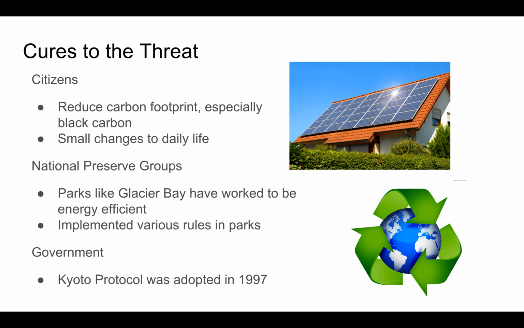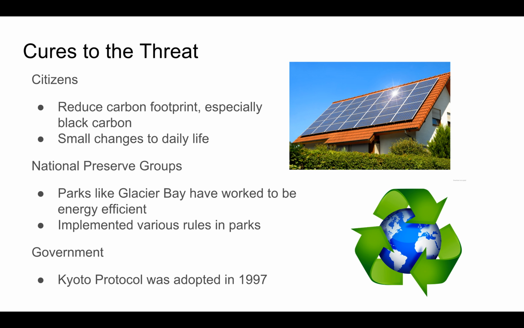Cures to the threat. We can help prevent effects of climate change by reducing our carbon dioxide emissions. This means everyone can make an effort by making changes like using solar panels, recycling, walking or biking to school, or buying more locally produced foods. It's especially important to reduce our use of black carbon, which is released from things like diesel engines, because it creates soot, which melts glaciers even faster.